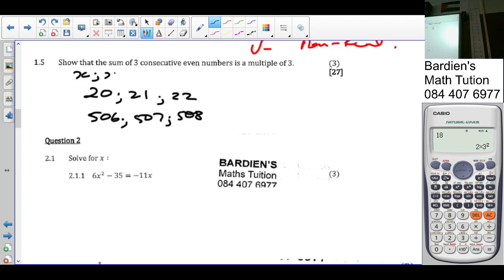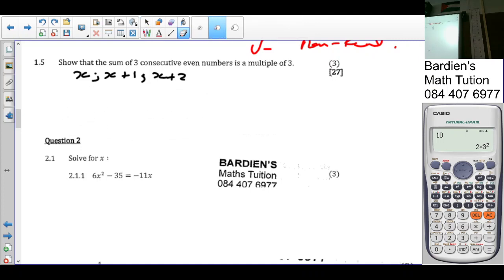It's just one more, and again one more, and so on. So we are told to show that the sum of, what does sum mean? Added together. Show that the sum of 3 consecutive even numbers. I didn't read so far.